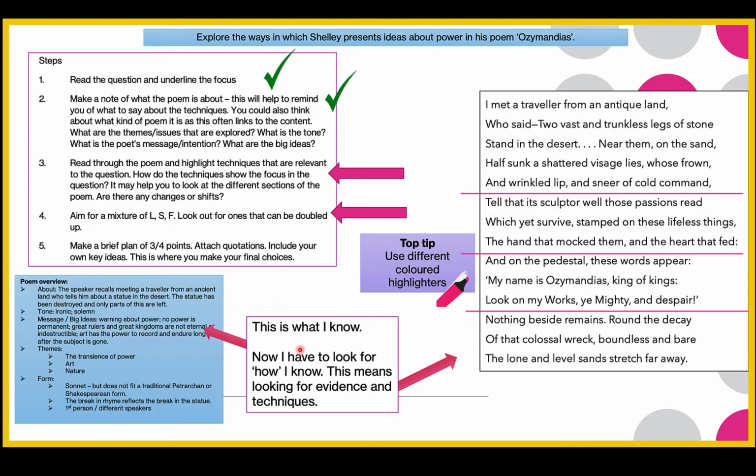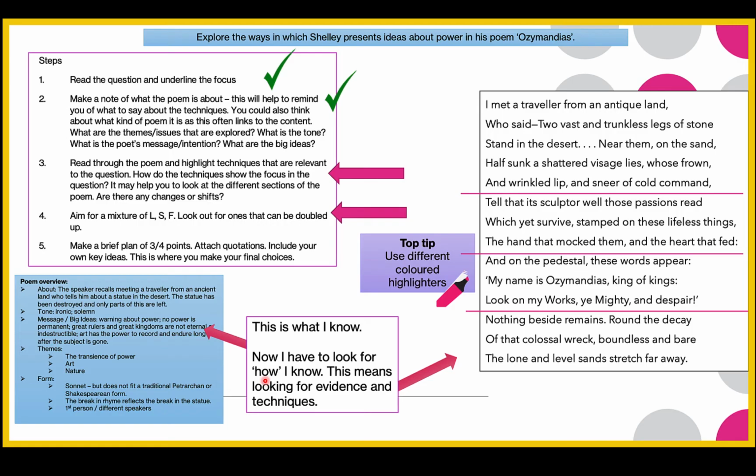Now I have to think about, well, how do I know all of these things? How are they expressed to me by Shelley the poet? And this means looking for your evidence and your techniques. And my top tip for you is to use coloured highlighters. If you've got different coloured highlighters, it just helps you to focus.